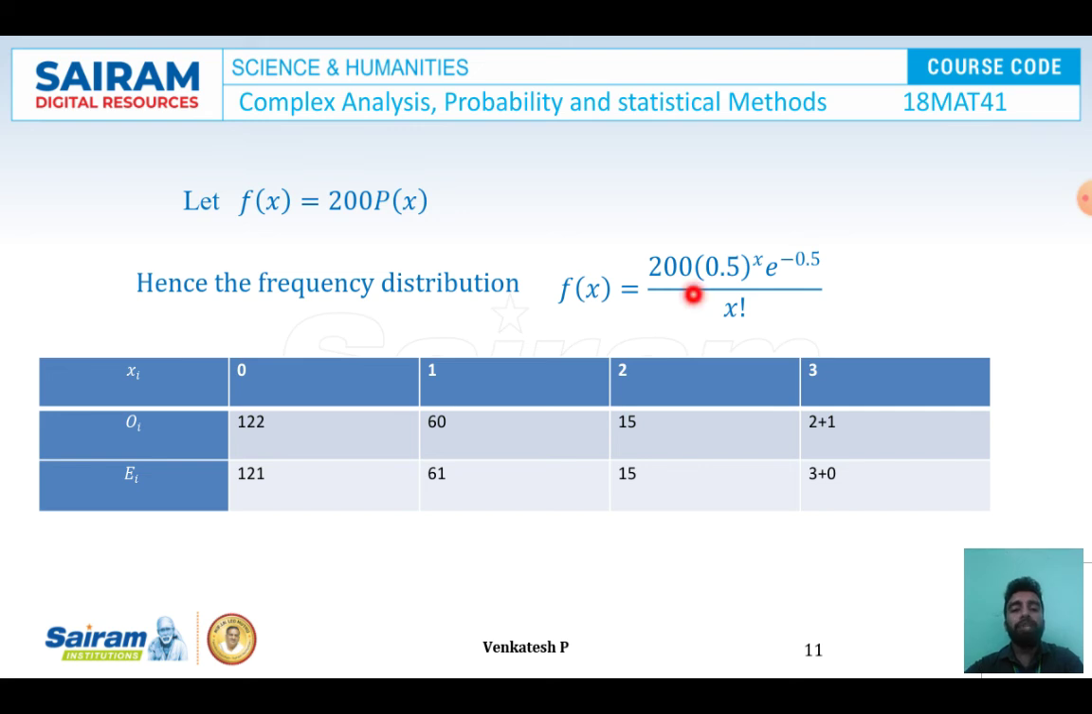At x is equal to 0 here, we will be getting f of x is 121. If x is equal to 1, f of x will be 61. If x is equal to 2, f of x will be 15. If x is equal to 3, f of x will be 3. So now make a table again with x and expected frequency. So 0, 1, 2, 3, 4. Observed frequency is 122, 60, 15, 2 plus 1. And expected frequency is 121, 61, 15, 3 plus 0.